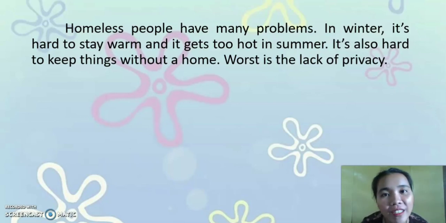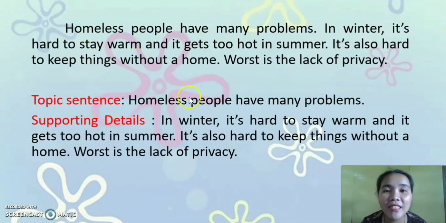Okay, now here is the answer, class. The topic sentence is "Homeless people have many problems." The supporting details are what I've said. Why do homeless people have many problems? Because in winter, it's hard to stay warm and it gets too hot in summer. It's also hard to keep things without a home. Worse is the lack of privacy. So that is what I am talking about, class. Supporting details also give you the why and how of the topic sentence.